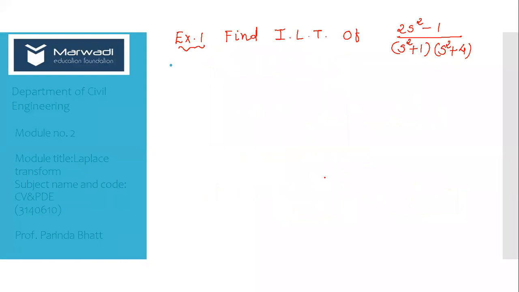Now, see the denominator. These are the two factors, both are polynomials, right? And both are different. Here s square is common. Therefore, there is a very easy method for this kind of question.